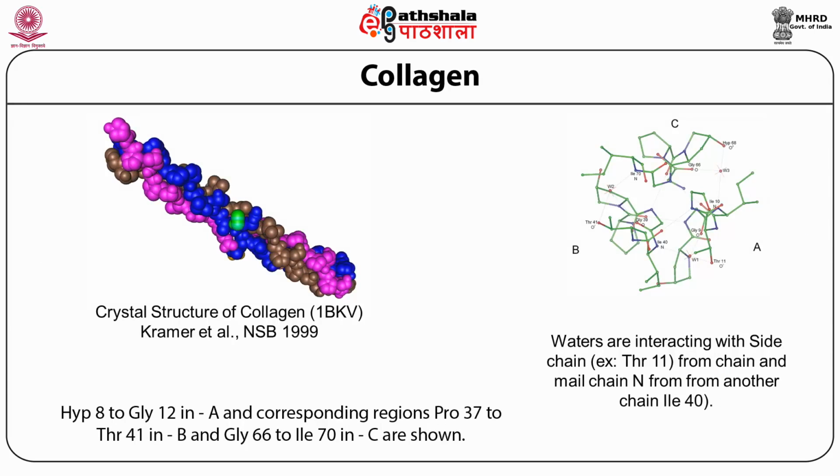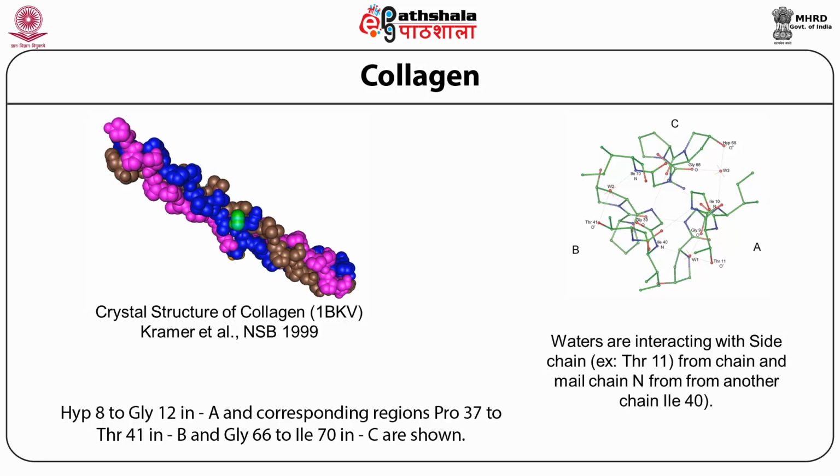Here is the actual crystal structure of collagen polypeptide, where three polypeptides are crystallized as a collagen fiber, and on the right side, a small section of collagen is shown, where hydroxyproline to glycine 12 in A chain, proline 37 to threonine 41 in B chain, and glycine 66 to isoleucine 70 in C chain are shown.